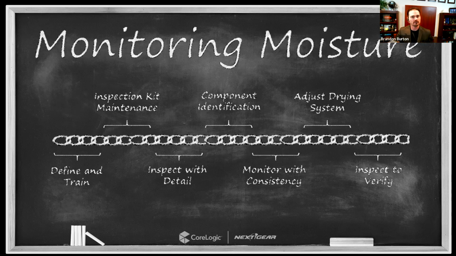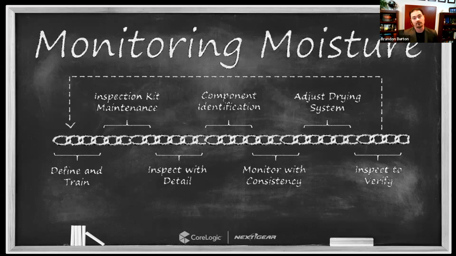Don't pull off a project until you put your inspection hat back on and get a little more detail again to make sure that that one location that you've been checking is representative of the area that you've been monitoring. But once we're done with that, you've got to evaluate your process and your method and go all the way back to square one and define and train all over again, right? It's a continuous cycle.